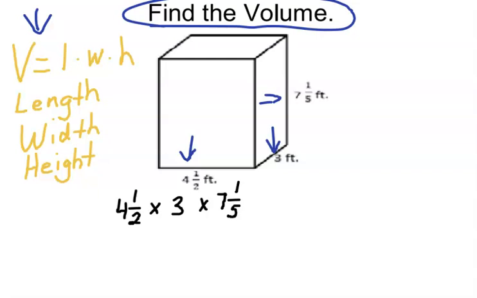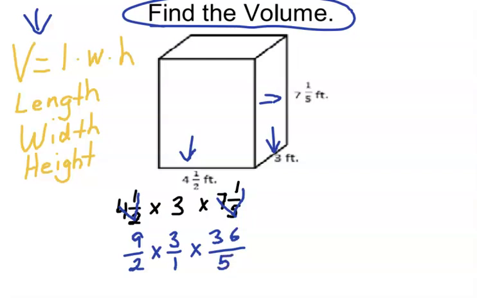So remember how we do that. 4 times 2 is 8, plus 1 more is 9. So it's 9 over 2. And then we have the 3, which becomes just 3 over 1. And then 7 times 5 is 35. Plus 1 more is 36. So we have 36 over 5.